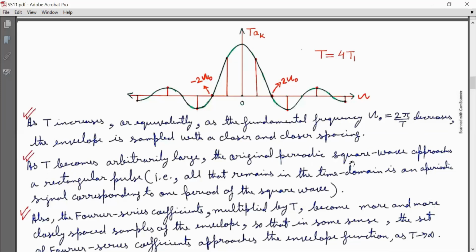the original periodic square wave approaches a rectangular pulse. That is, all that remains in the time domain is an aperiodic signal corresponding to one period of the square wave. I repeat, as T becomes arbitrarily large, the original periodic square wave approaches a rectangular pulse.